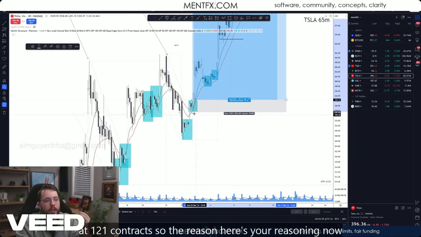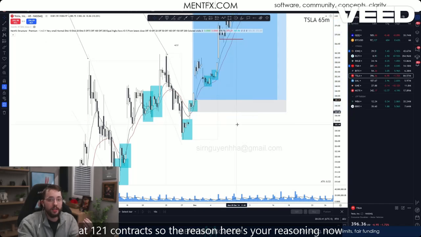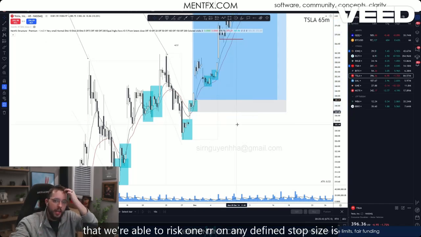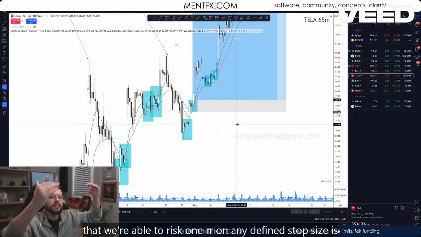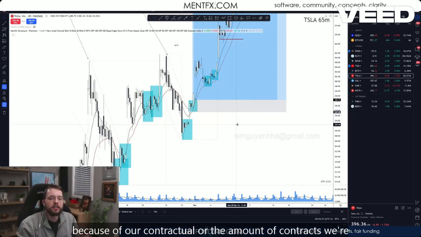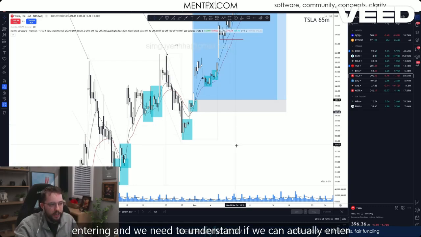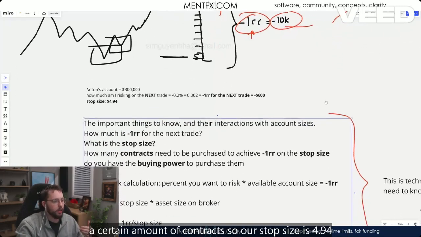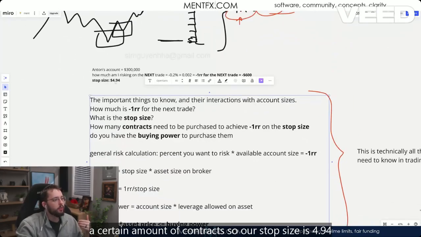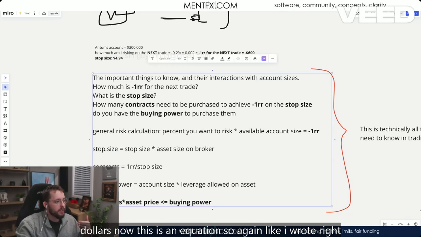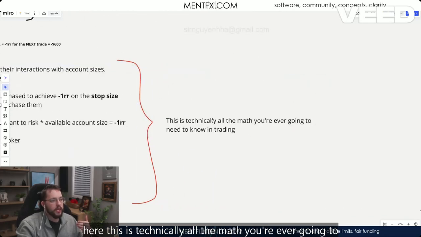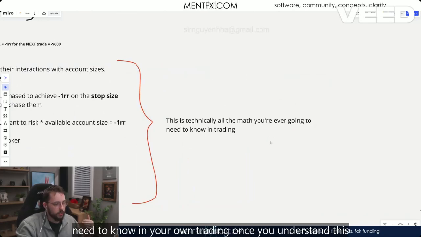So here's your reasoning for why we're able to risk 1RR on any defined stop size: it's because of the amount of contracts we're entering. And we need to understand if we can actually enter a certain amount of contracts. So our stop size is $4.94. Now, this is an important equation. Like I wrote right here, this is technically all the math you're ever going to need to know in your own trading.